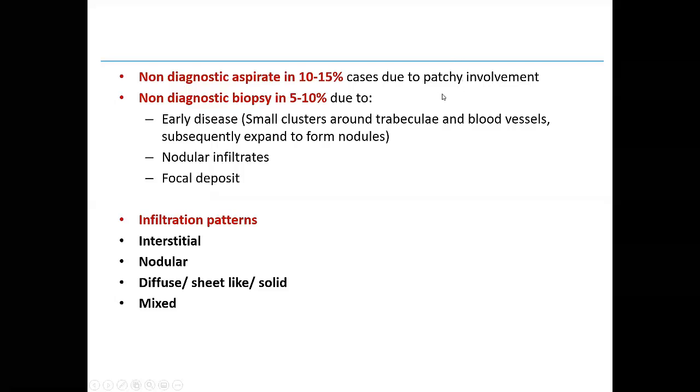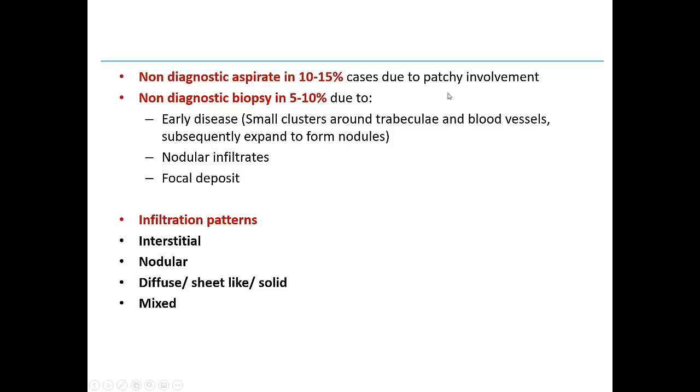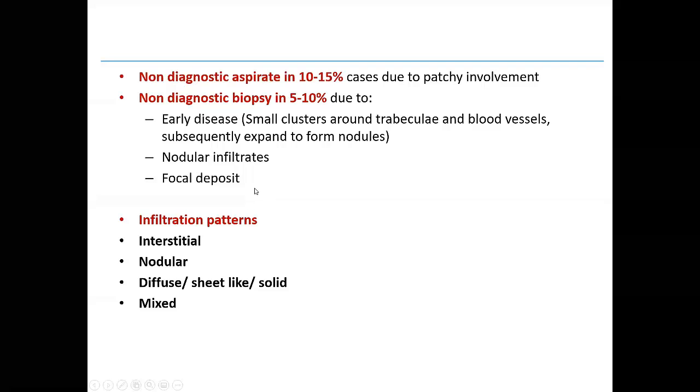So therefore, biopsy is essential because on biopsy you will find a few patches, then you will do 138, there are plasma cells, then you will confirm with kappa lambda. So the nodular infiltrates, focal deposits, early disease, all of them can be seen on bone marrow biopsy.